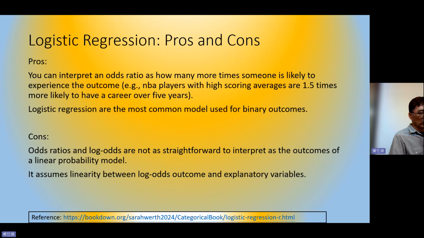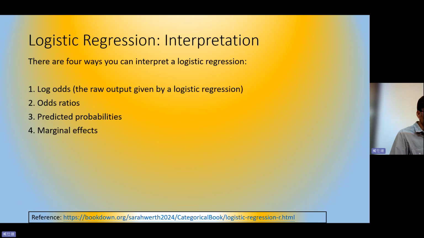So sometimes we need to become more familiar with the results and understand how to interpret them. There are different ways to interpret the results. Just like I mentioned, we usually use the odds ratio, and we can also use the predicted probabilities, because logistic regression can generate predicted probabilities. And then, of course, we also have marginal effects.